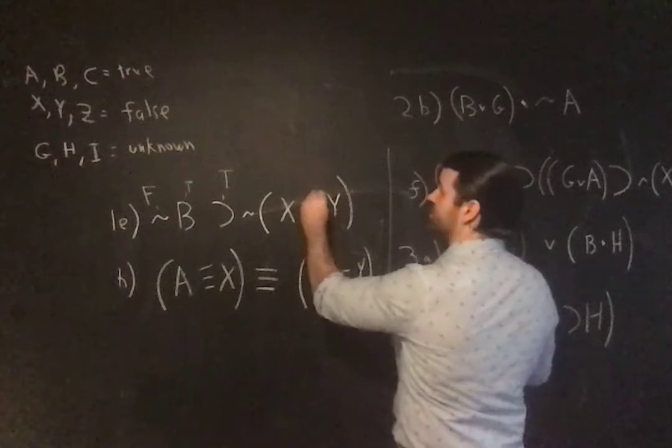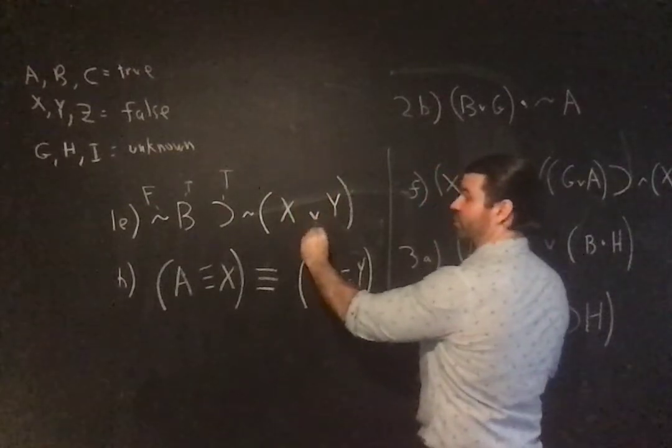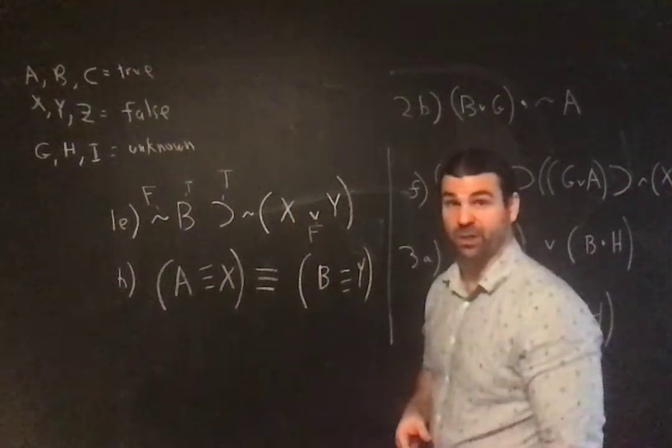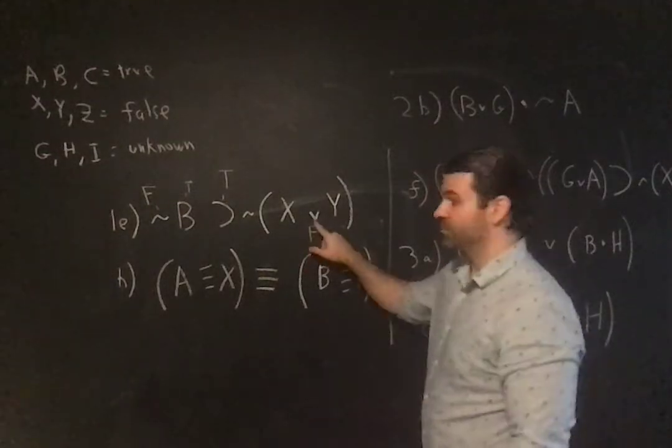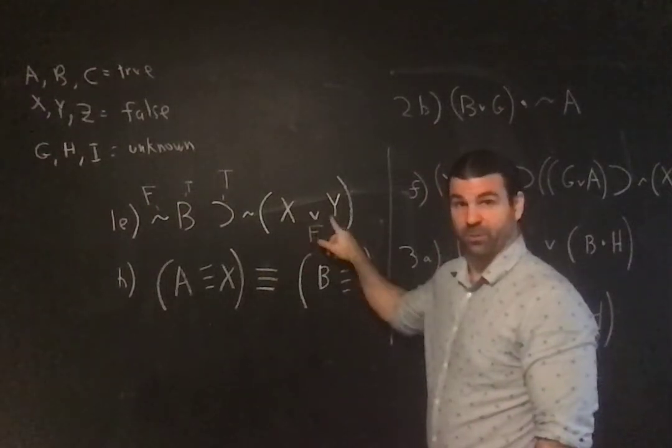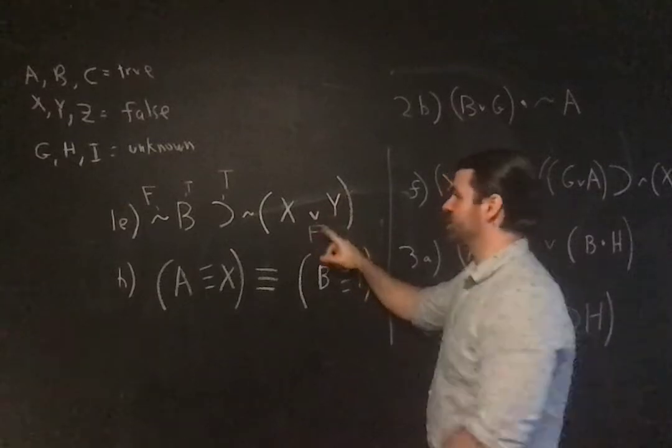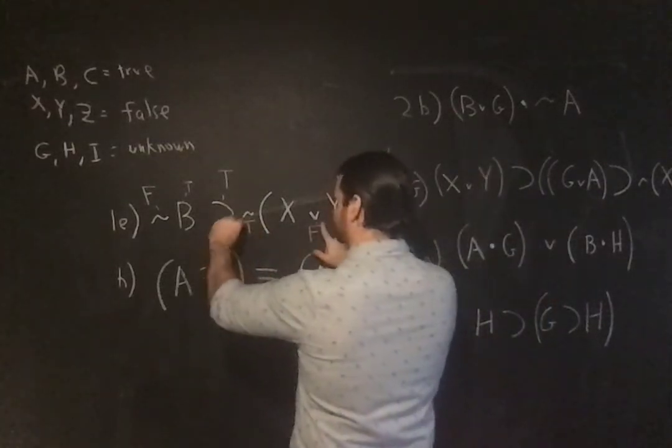That's false, false. So the wedge is false, right? That's the only condition under which wedges are false, under which disjunctions are false: only when both disjuncts are false. So if that's false and that's true, right?